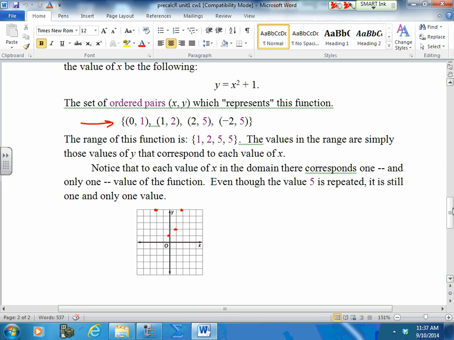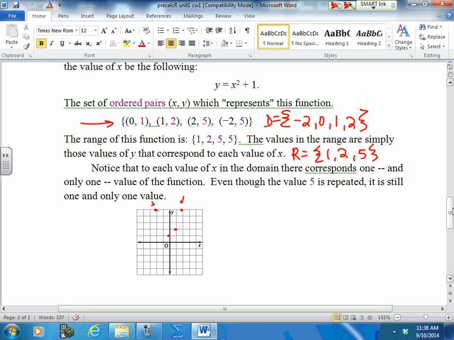Now we pull out your domain. Your domain says all your x values, and it's kind of nice if you can put them in numerical order. And then you pull out your range. Now you notice the 5 repeats itself. So therefore, the range only needs to say 1, 2, 5. We don't have to write it twice. We only write it once. All the y values have to come out.